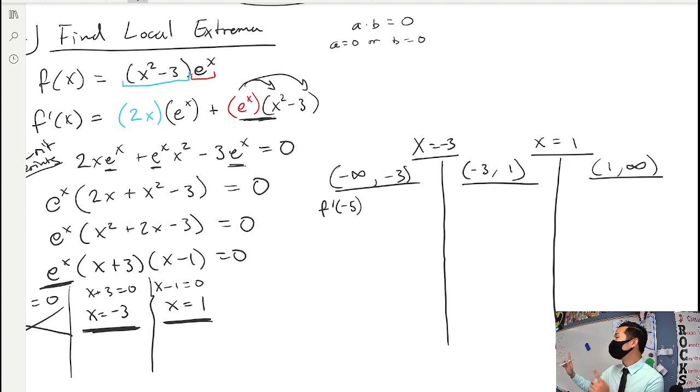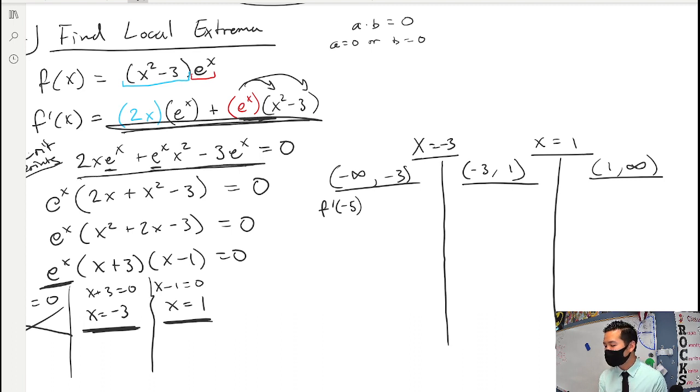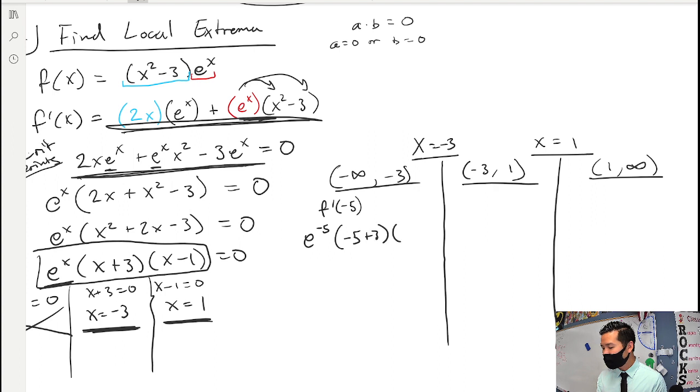So pause for a second. I have 3 versions of the derivative I can plug this into. I could plug it into here, I could plug it into here, and you could also plug it into here. Believe it or not, in this particular case, it'll be easier to solve it in the factored form. And let me show you why. If I plug it into the factored form, I'm going to have e to the negative 5 times negative 5 plus 3 times negative 5 minus 1. Now, why is this easier? It's already broken down.